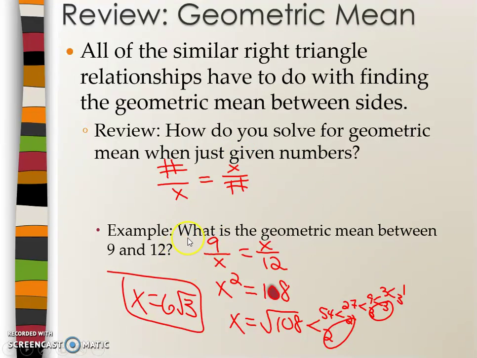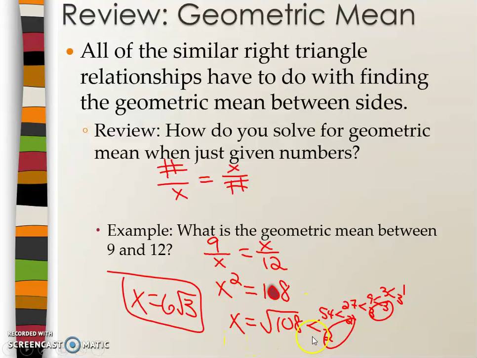So let's say, what is the geometric mean between 9 and 12? This is how you solve it. So we need to remember this. 9 goes here, 12 goes here. This is the mean. And then right here, x and x. So what we're going to do is 9 times 12, 108. x times x is x squared.